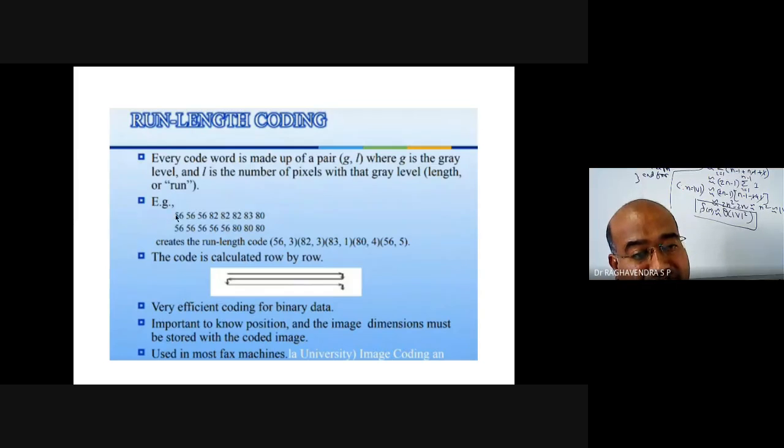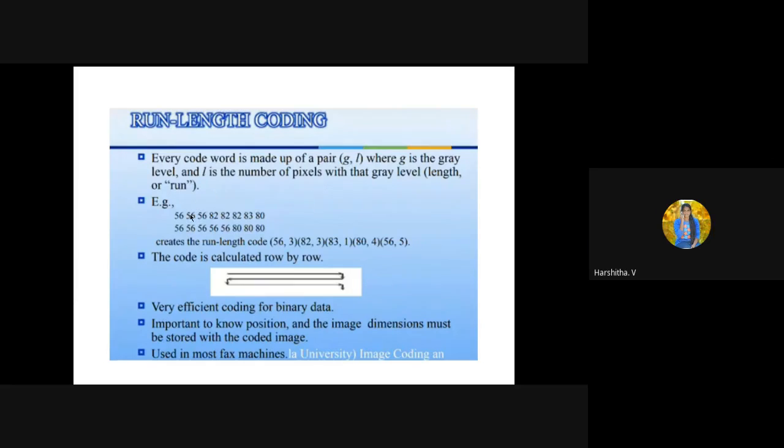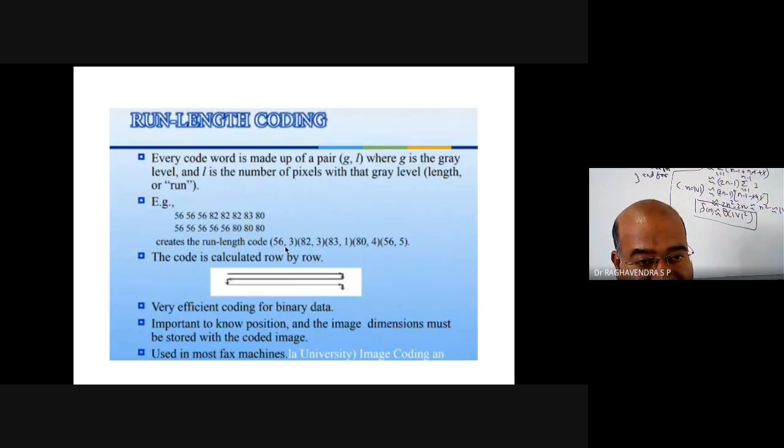See, first you have to represent, first consider only the first row. Because it is a process which continues scanning row by row. So in the first row, 56 is the gray level. Next, you count the number of occurrences of 56 in the first row. How many times? 3 times. 56 is present here 3 times. That is why 56 comma 3.